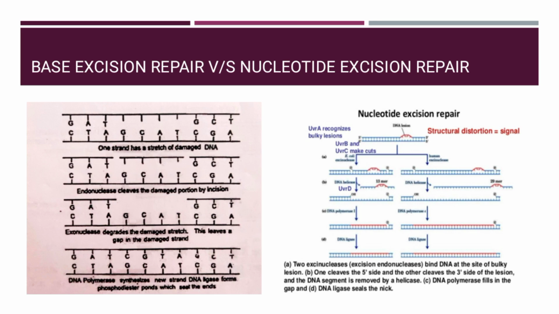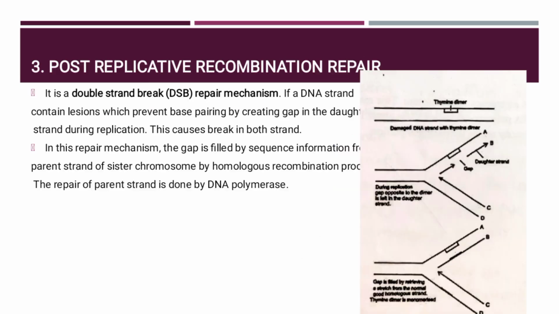In nucleotide excision repair, two exonucleases bind to DNA at the site of bulky lesions, in which one cleaves the 5' side and the other cleaves the 3' side of the lesion. The DNA segment is removed by helicase, and DNA polymerase fills in the gap, and DNA ligase seals the nick.